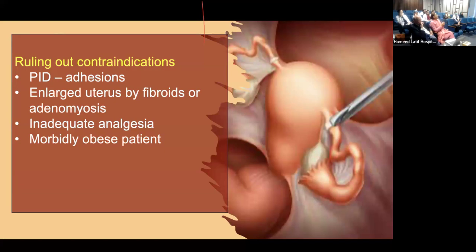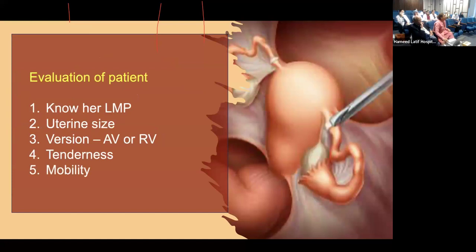So a good history and an appropriate examination will make sure कि इस किस्म की complications वाली patients को आप choose ना करें. So if there is a morbidly obese patient, she can be referred to a better facility where general anesthesia may be available or a laparoscopic ligation could be done for her.